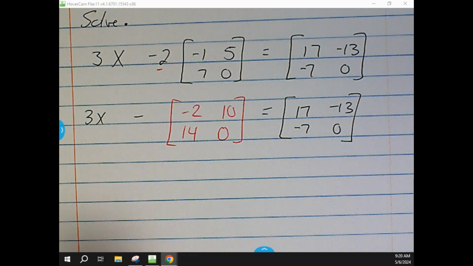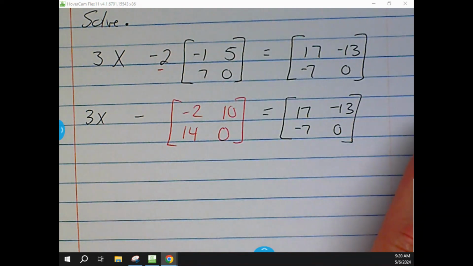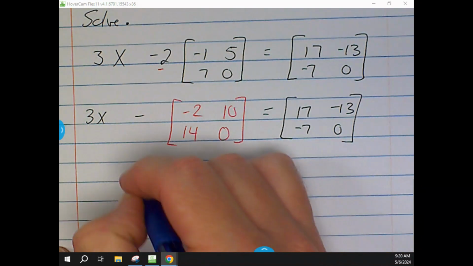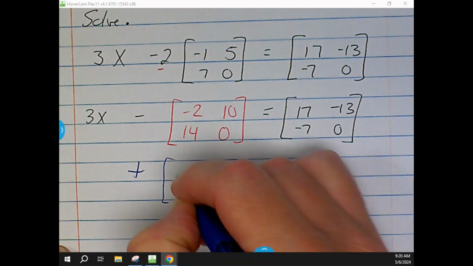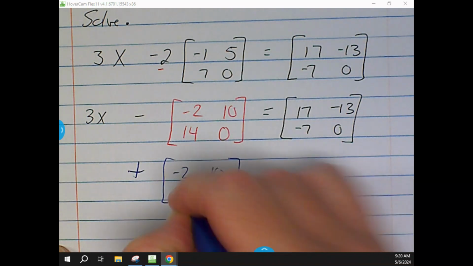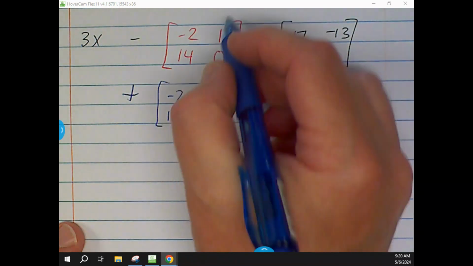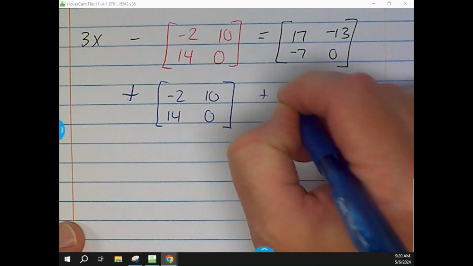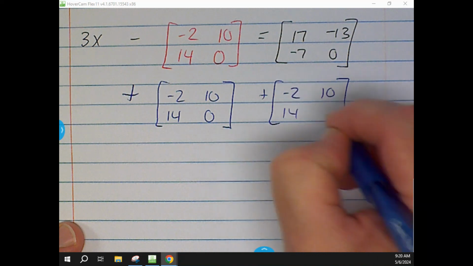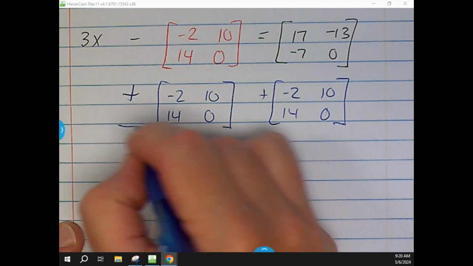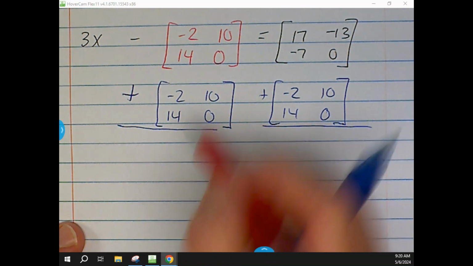If this was 3x minus 14 equals something over here, we would just add 14 to both sides, correct? So we're going to do the same thing with this one. We're going to add this exact same matrix on both sides so that it would cancel out. If we put these two together, all of this cancels out. To balance the equation, we do the same thing over here. We're going to add negative 2, 10, 14, and 0. The whole purpose of doing that is that we want these two things to cancel.